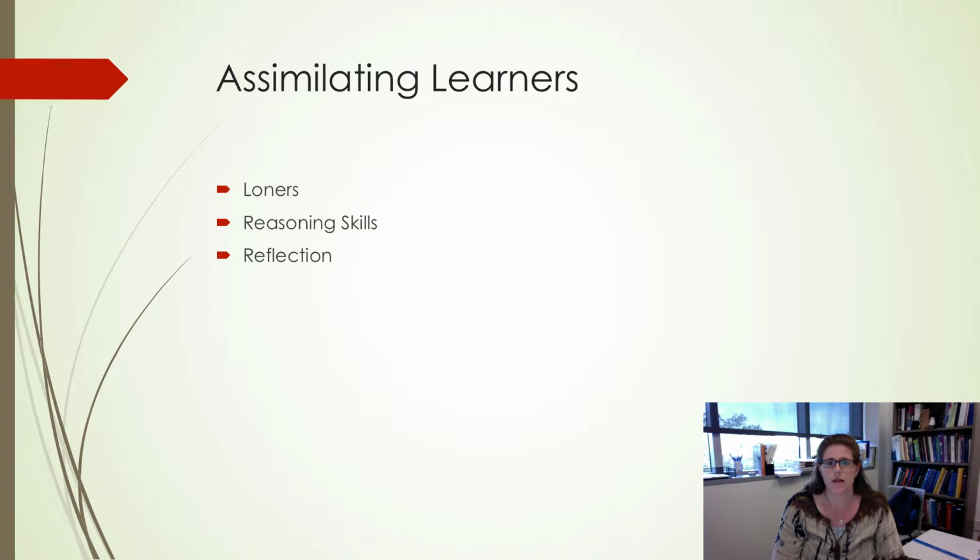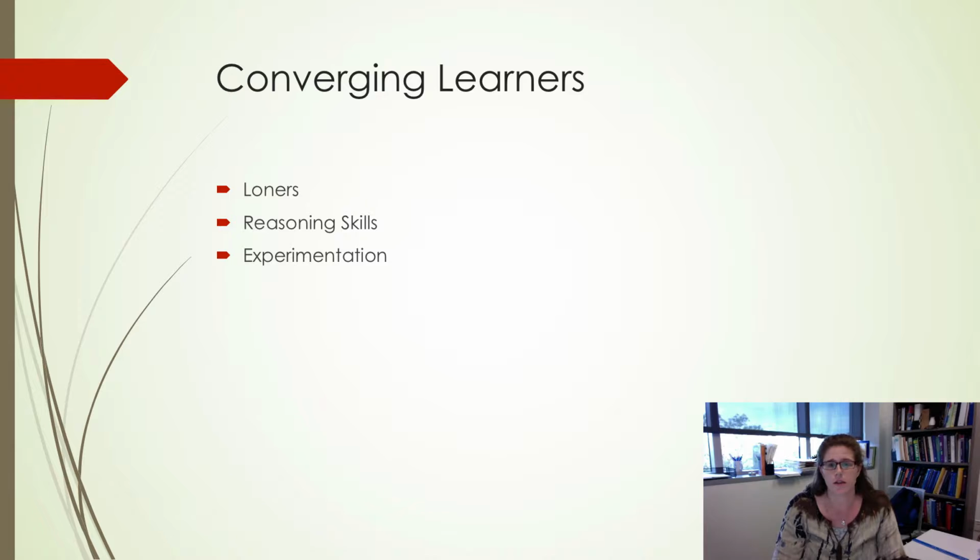Assimilating learners tend to be known as loners. They enjoy activities that do not require collaboration and tend to possess good reasoning and reflective skills. These learners do not necessarily enjoy working in groups. Converging learners are also loners, but while assimilating learners reason and reflect, converging learners reason and experiment to solve problems.